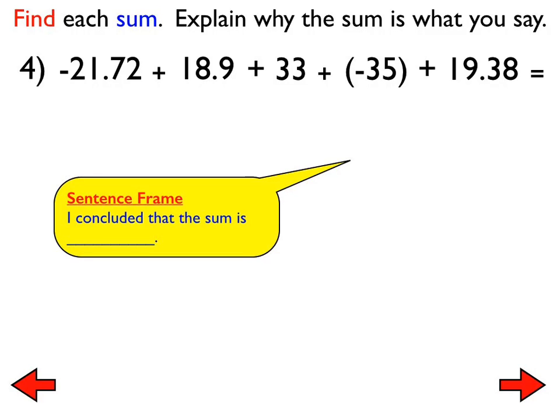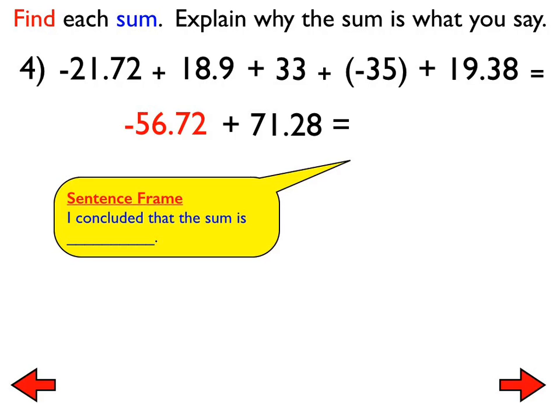All right, so we gather all of our positives and negatives together. The negatives: negative 21.72 and negative 35.00 is negative 56.72. And then we gather our positive numbers together: 18.90, 33.00, 19.38. I changed the decimals in 18.9 and 33 because of the 19.38 to make sure that we had an equal number of decimal places.